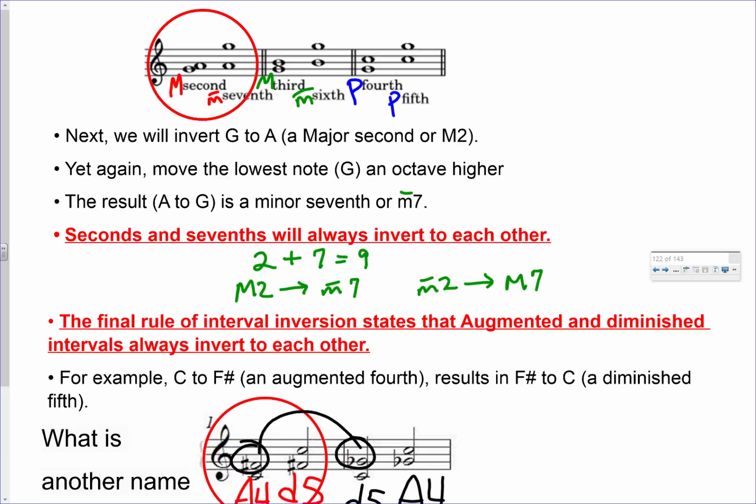The final rule of interval inversion states that augmented and diminished intervals always invert to each other. For example, C to F sharp is an A4. It also results in an F sharp to a C when inverted, which is a diminished fifth.